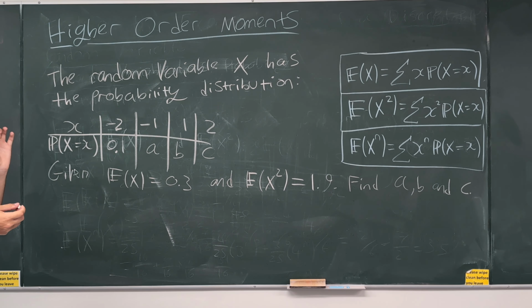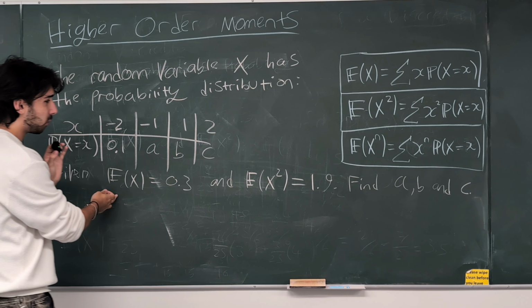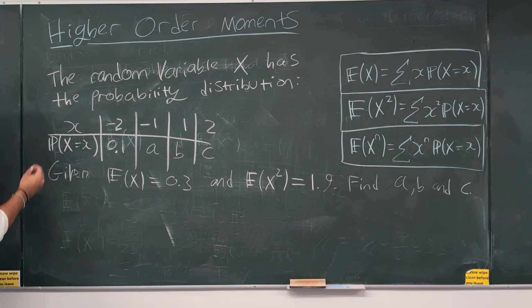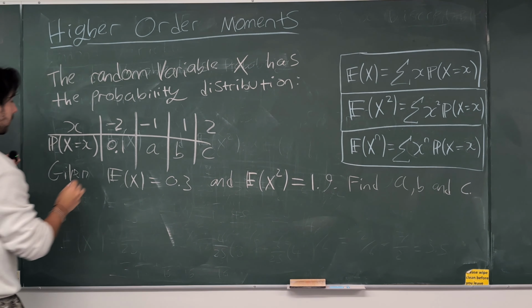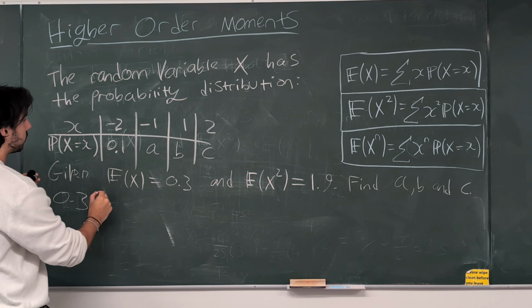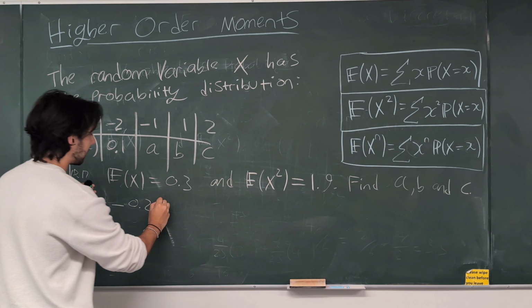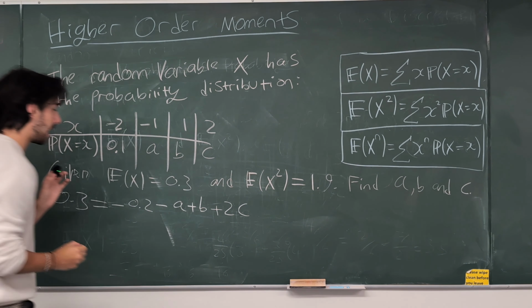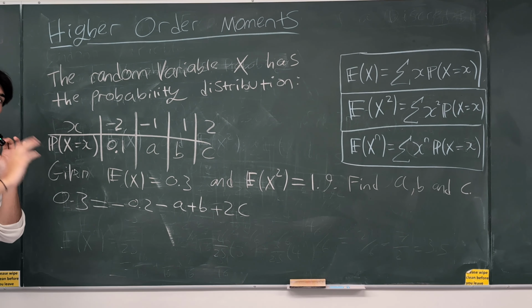So this is an interesting question. Now, first of all, we can plug and play pretty much with these two. So first of all, let's start with the expected value of x. How are we going to work that out? Again, we simply multiply the columns and add each up. So we can say that 0.3 is equal to -2 times 0.1, so minus 0.2, minus a plus b plus 2c. That's one equation.